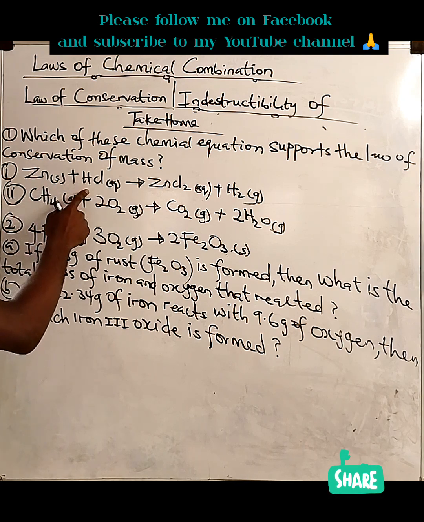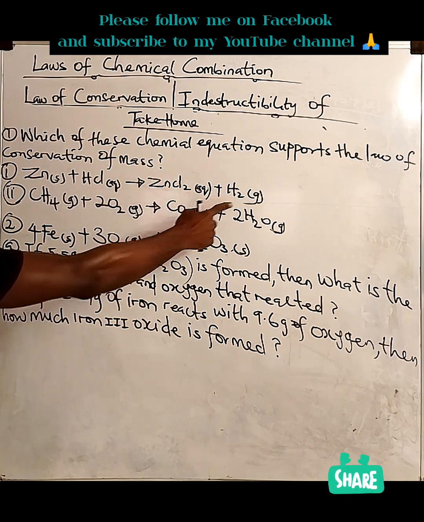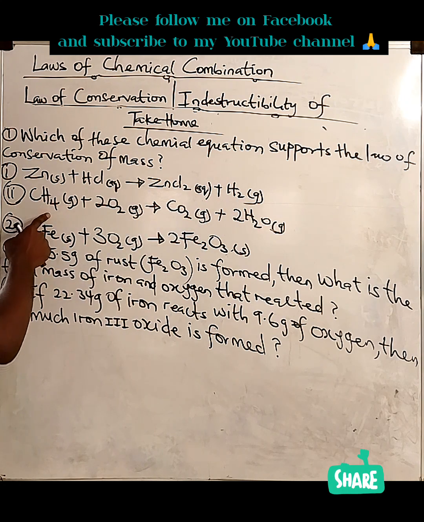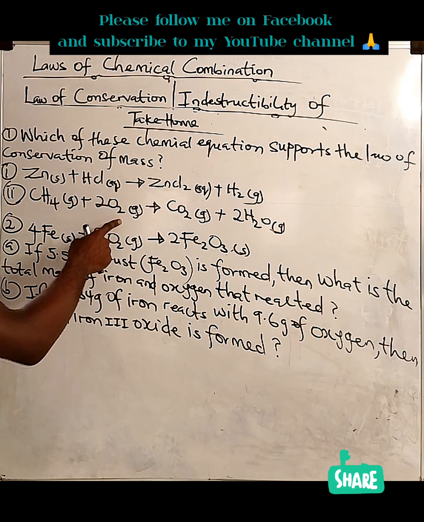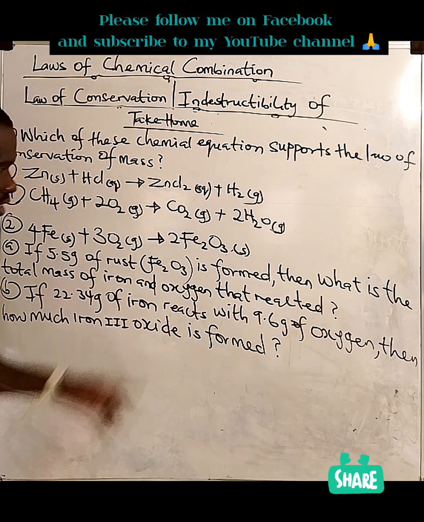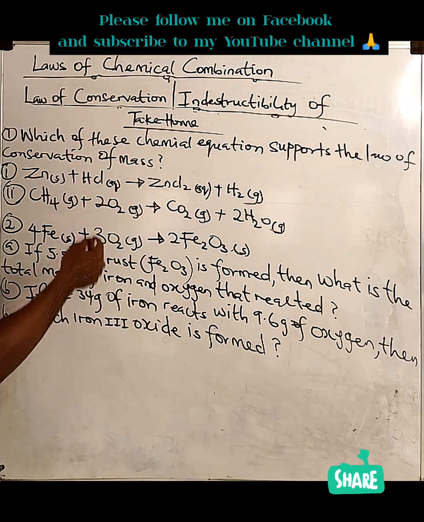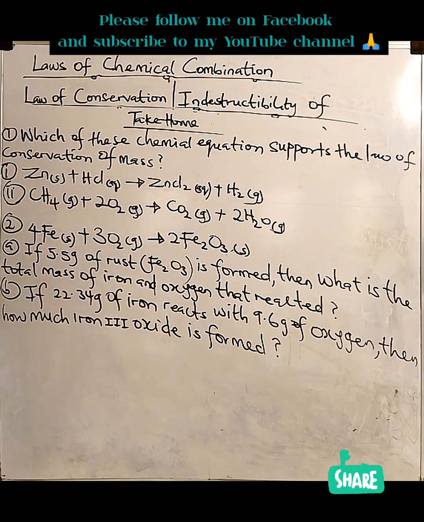Zinc reacts with hydrochloric acid, HCl, to give us zinc chloride aqueous plus hydrogen gas. And the second option, CH4, which is methane, reacts with 2 molecules of oxygen. That will give us CO2 plus 2 H2O gas. So between these 2 chemical equations, which of them obeys the law of conservation of matter?